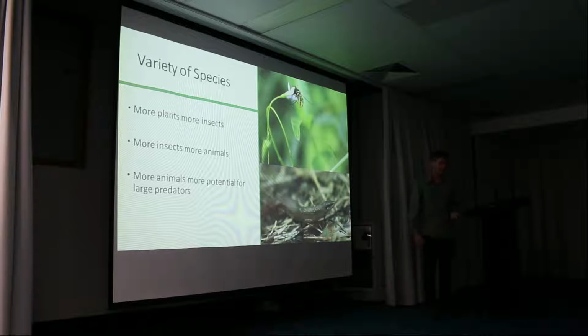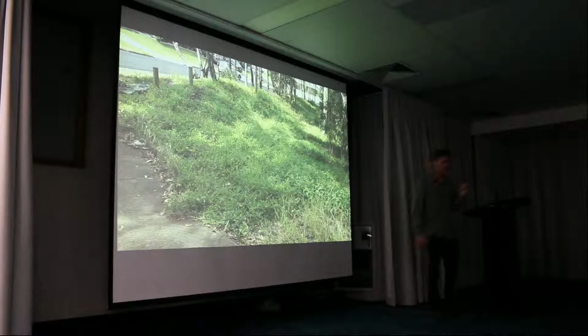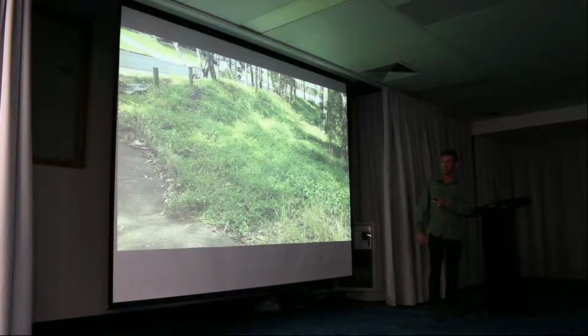You'll provide food for them. And then other larger species of lizards, such as eastern water dragons, will eat smaller species of lizards, so that will provide food for them. So you start this whole trophic cascade through planting as many different plant species as possible.